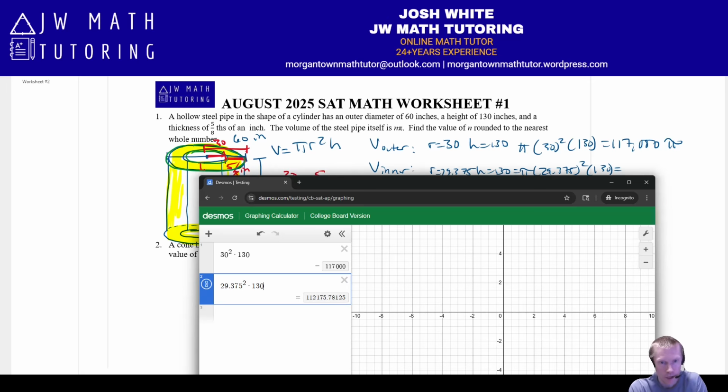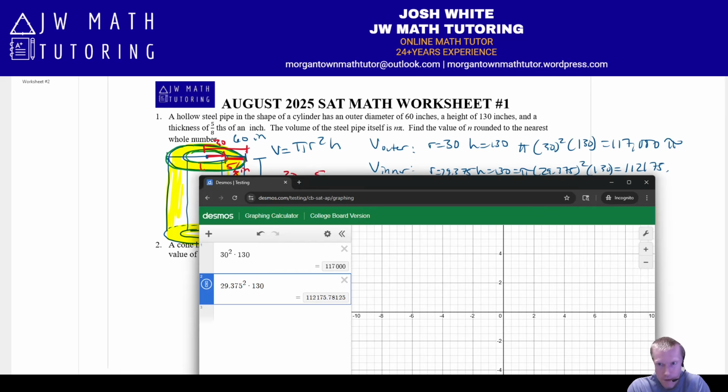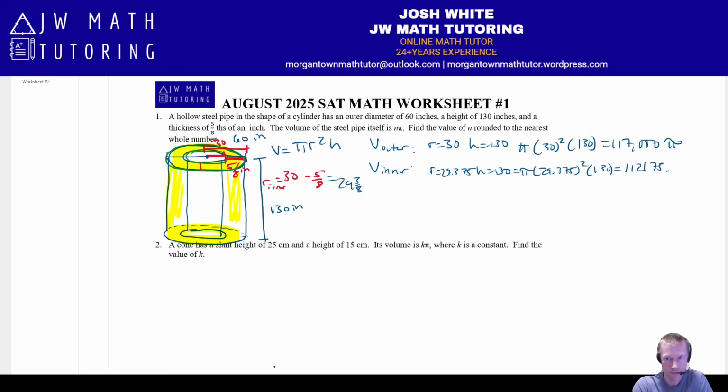Okay, so it's 112,175.78125. Of course, on the test, you wouldn't necessarily need to write all this down because you're just doing all the calculations in Desmos. All right, so now we can go ahead and subtract those two numbers, and that is going to give us basically the volume for the thickness, essentially, of the pipe itself.